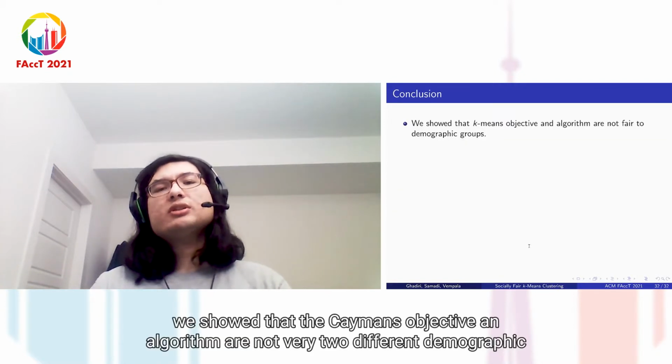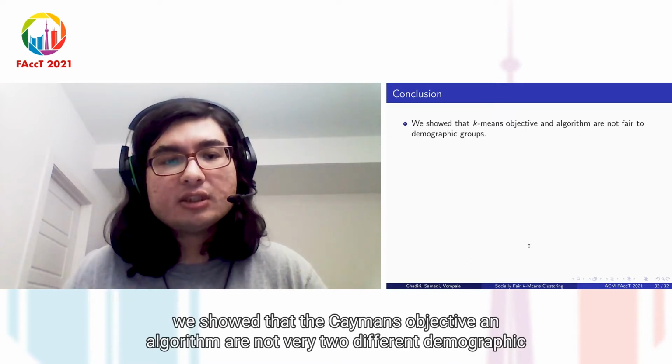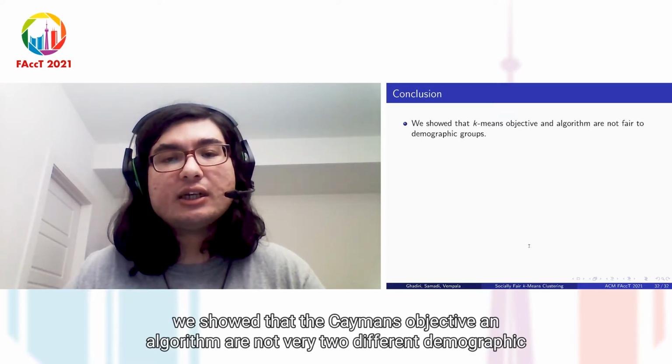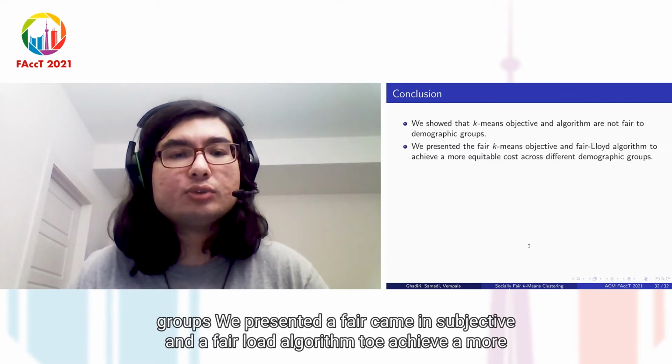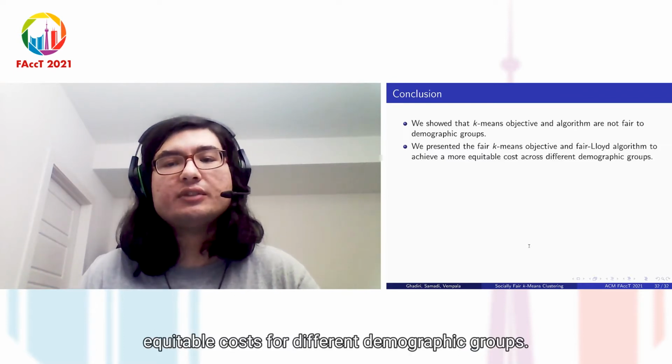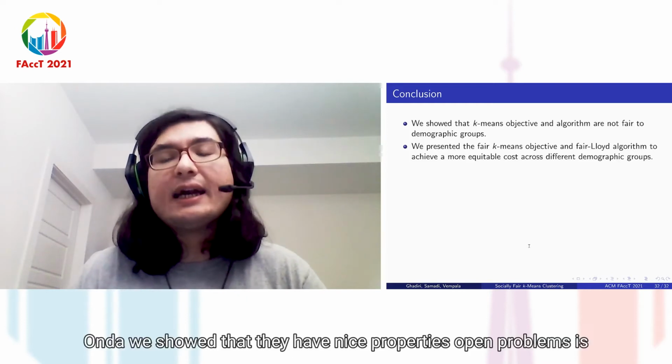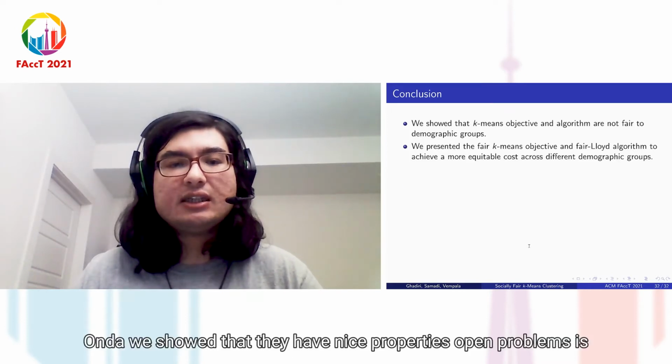In conclusion, we showed that the k-means objective and algorithm are not fair to different demographic groups. We presented a fair k-means objective and a fair Lloyd algorithm to achieve a more equitable cost for different demographic groups. And we showed that they have nice properties.